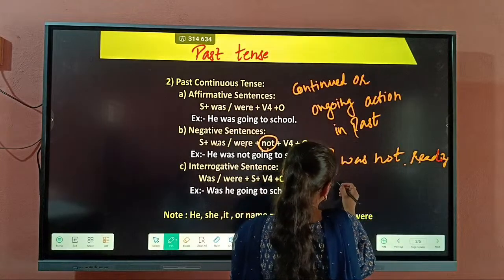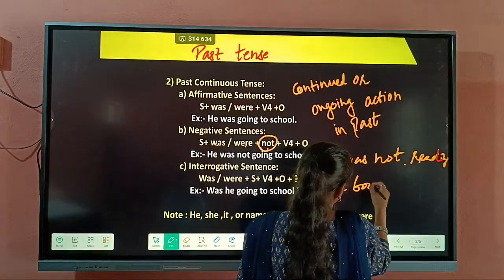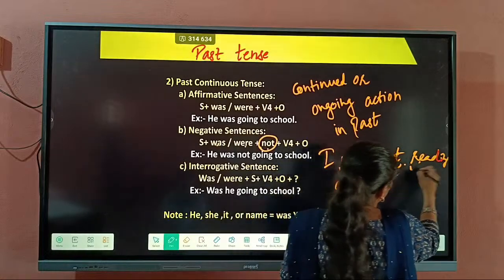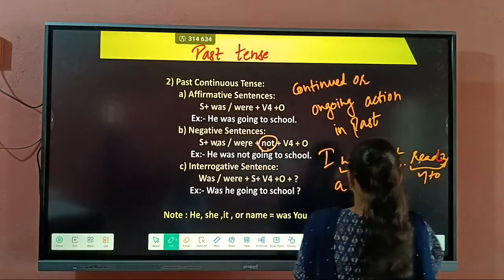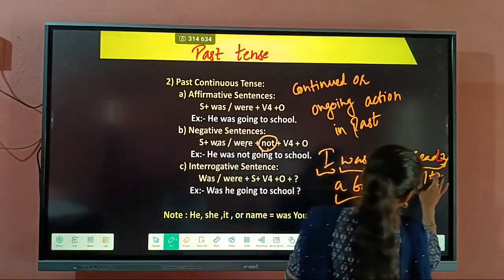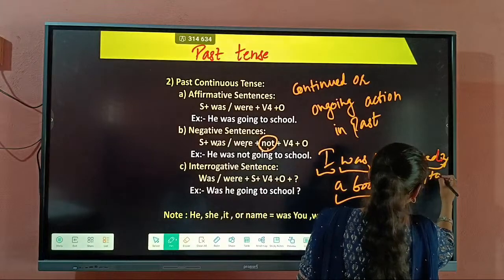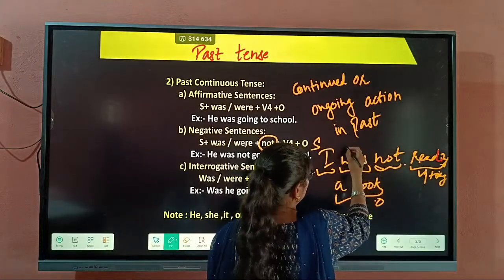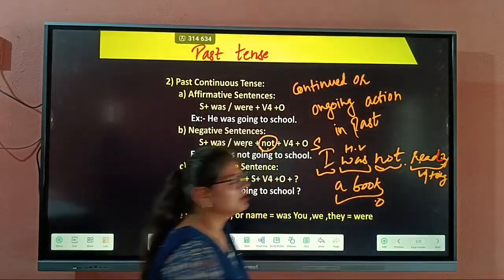I was not reading a book. Was, you know, not, reading is verb's first form plus ing, and a book is the object. This is the subject, and this is the helping verb. Got it?